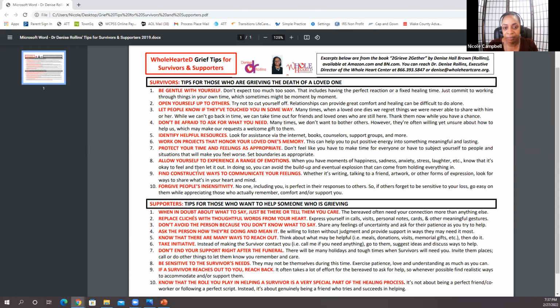Absolutely. That's so good. That spirit of discernment and genuineness. Absolutely.